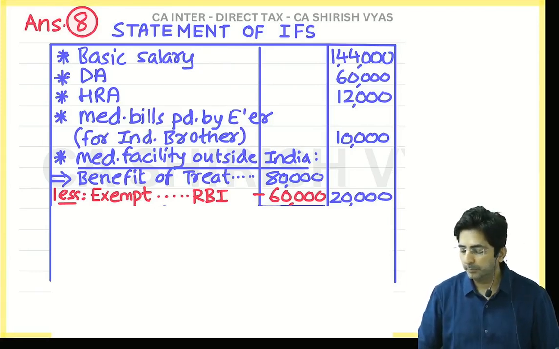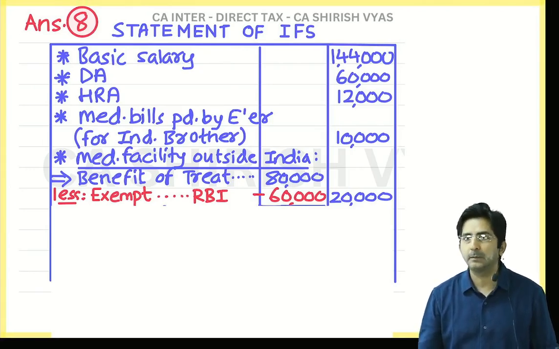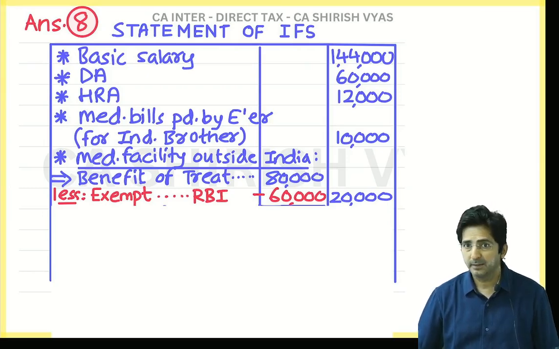60,000. Because if RBI permits 60,000, that means this is a reasonable amount for the treatment. But sometimes your boss is very rich. He wants to give you a VIP treatment. So let him give, he is a rich person. He will give you VIP treatment. But the government will exempt only what is reasonable.